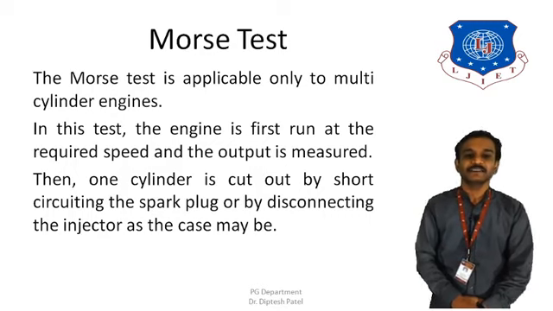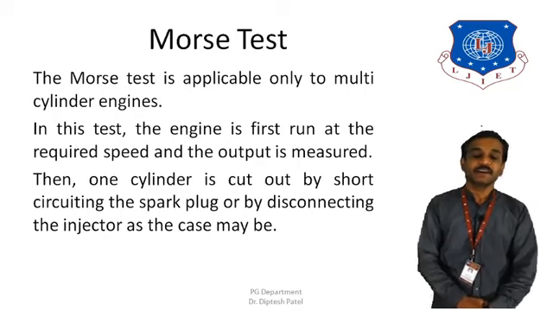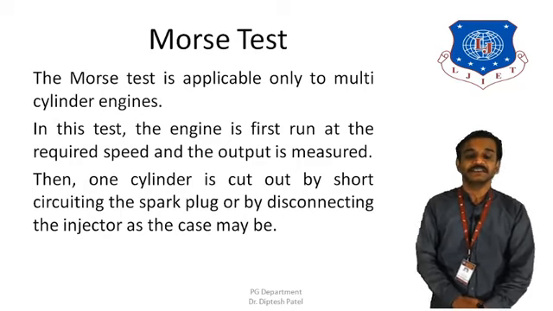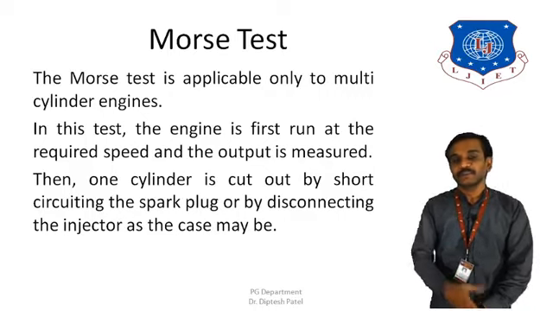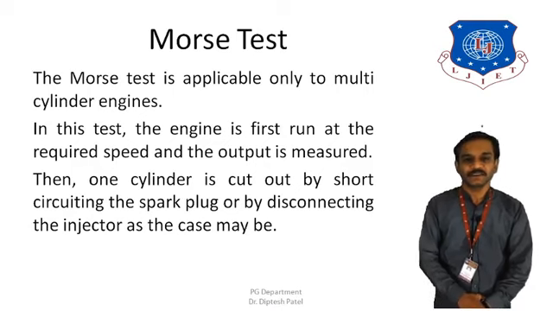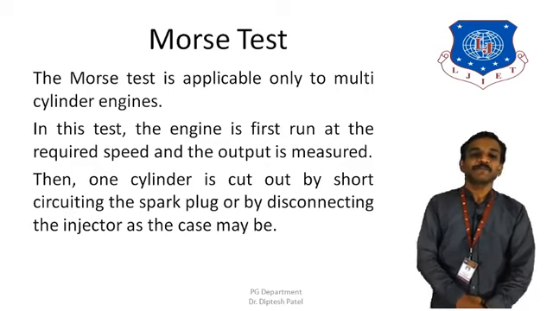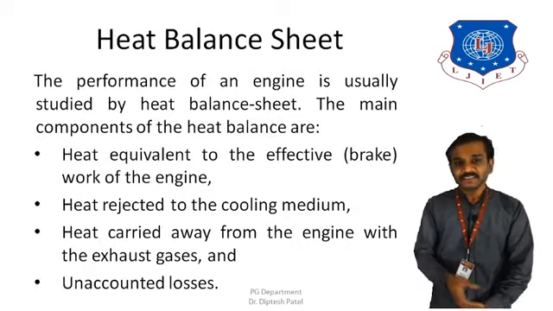For a petrol engine, we can short the spark plug, while for the diesel engine we can disconnect the fuel flow line of the injector, or stop the flow of fuel going into the combustion chamber through the injector. So you can either short the spark plug or the injector for petrol engine and diesel engine respectively. This is how you can cut out the engine cylinder.